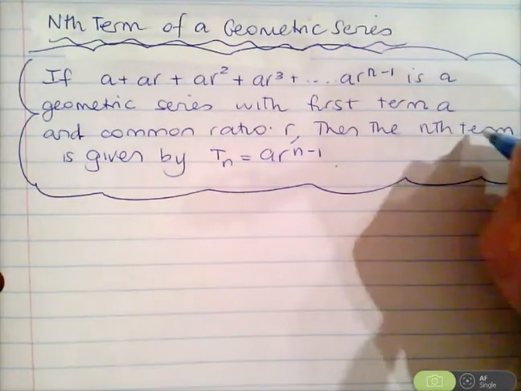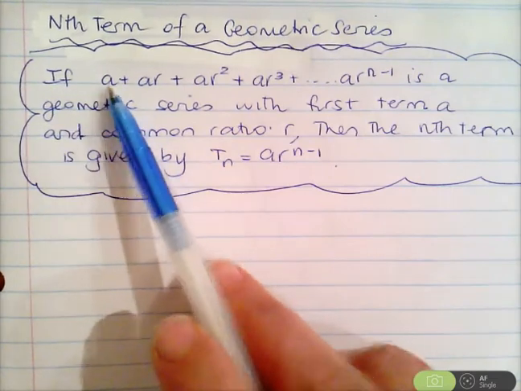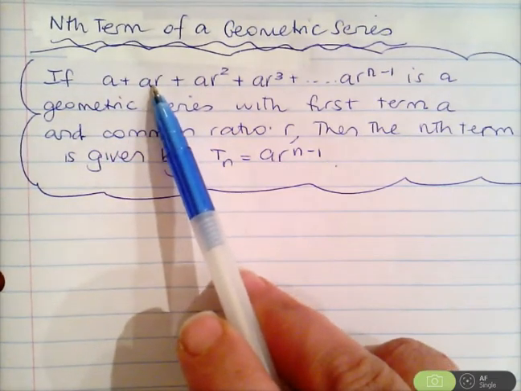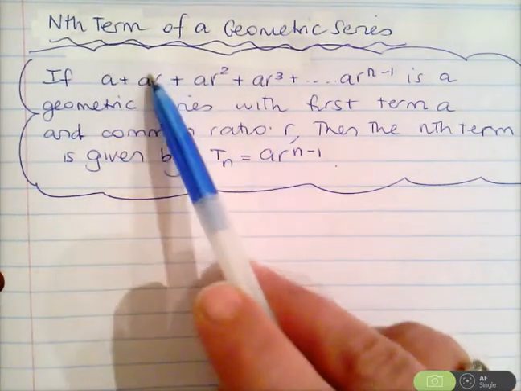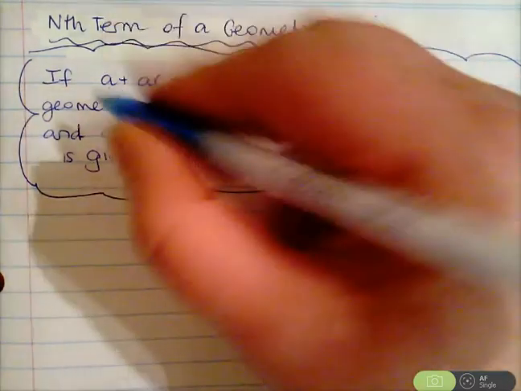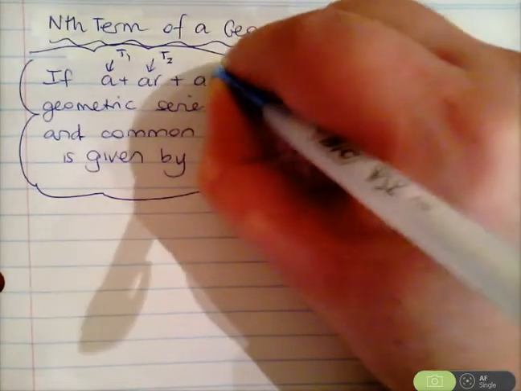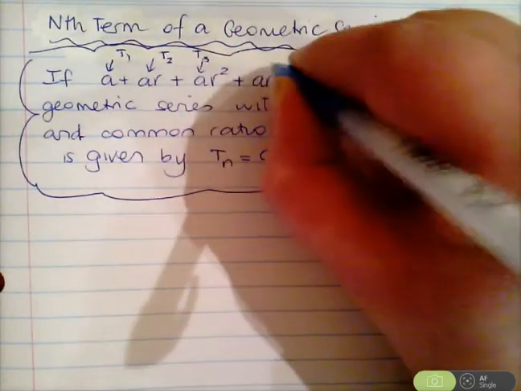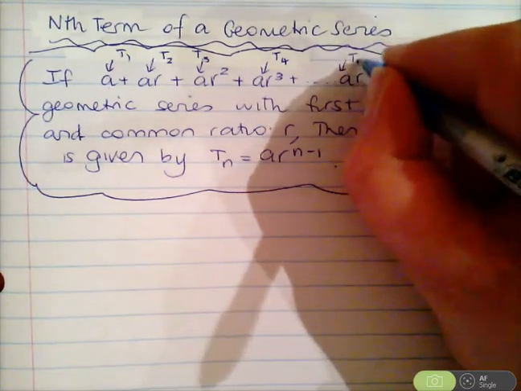Now the nth term of a geometric series. If we have the geometric series a plus a times r, or ar, plus a times r squared, from going from one term to the next, we just keep multiplying by r, ar cubed. Notice that this is term 1, this is term 2, this is term 3, this is term 4, and this would be the nth term.